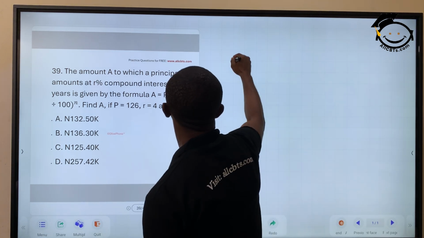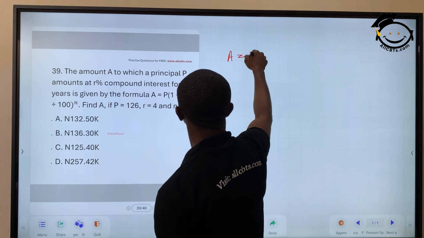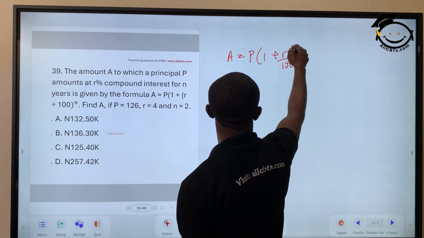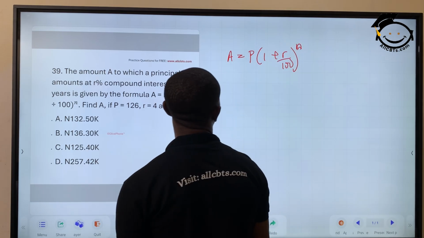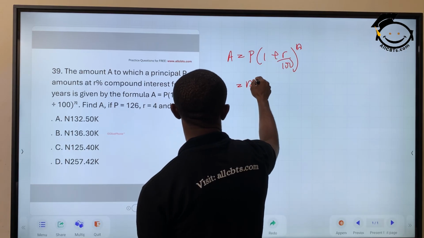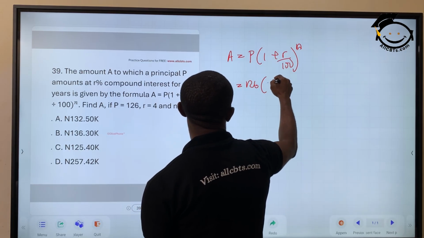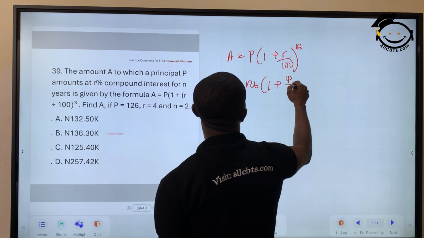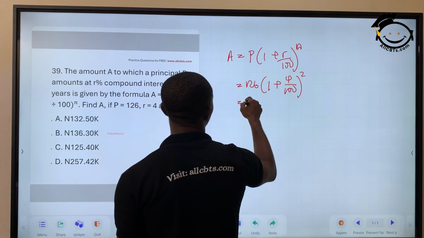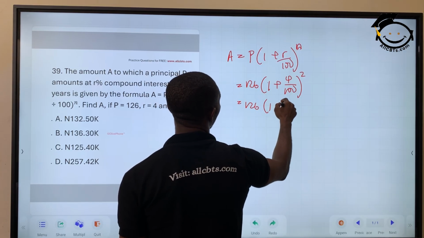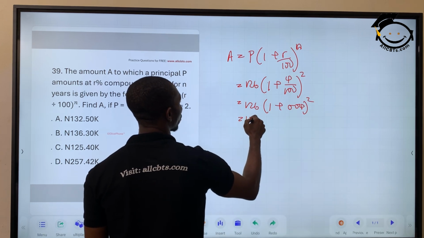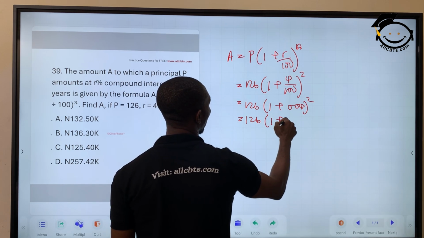Given the formula A equals P bracket 1 plus R all over 100, all raised to N, find A if P is 126, R is 4, and N is 2. Okay, so this is 126, 1 plus 0.04 all squared.